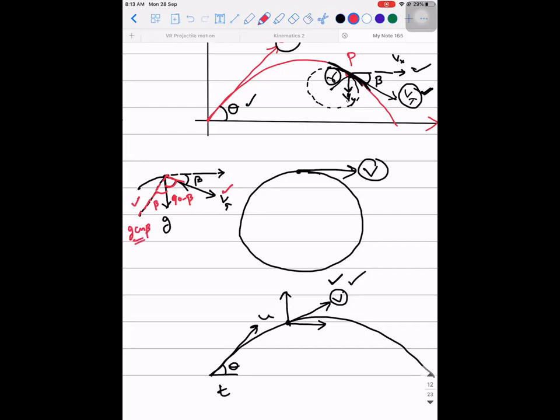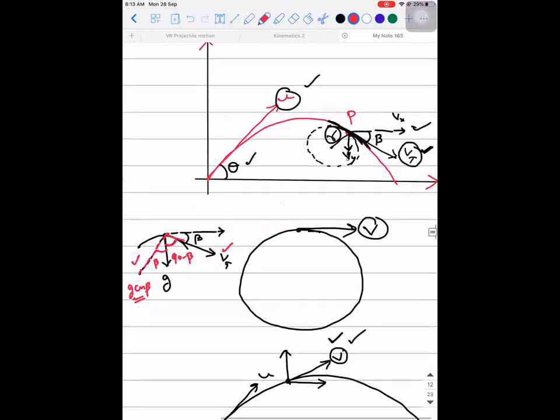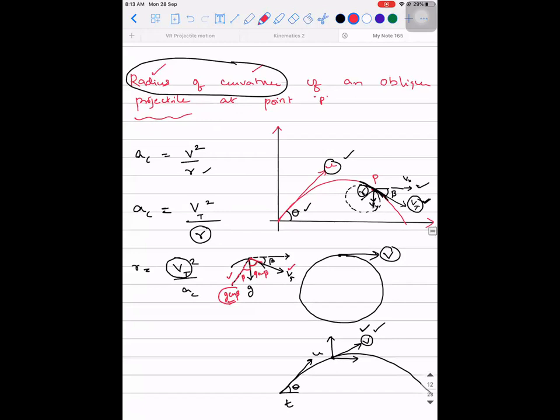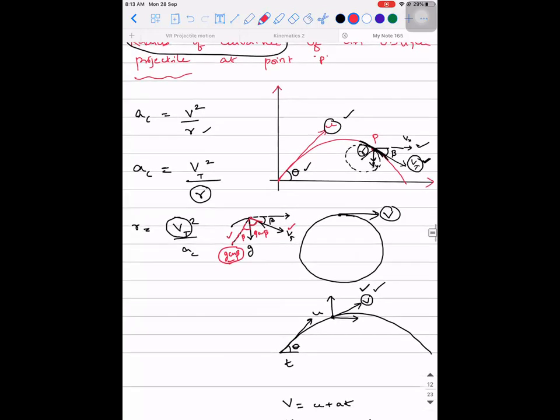So g can be resolved into two components, and one of the components is g cos beta. g cos beta is the necessary centripetal acceleration. So R will be equal to Vt square divided by g cos beta. There is the value of the radius of curvature. So this is the formula. To apply it, you need to understand the tangential velocity at that particular point and the centripetal acceleration at that particular point.